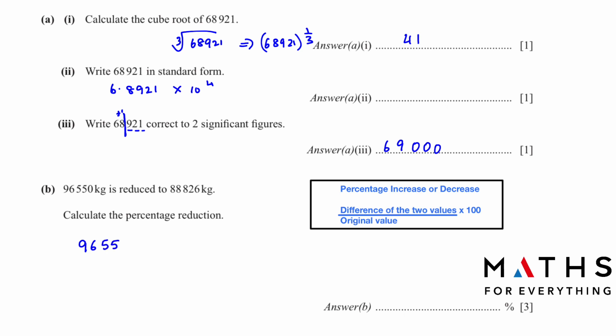See, it's a 3-mark question, and the solving itself is not difficult. You need to know the formula. They give you marks for that. Over the original value. It was 96,550, right? So that will go in the denominator. Multiply by 100. And we will get the answer 8. So the percentage reduction is 8%.